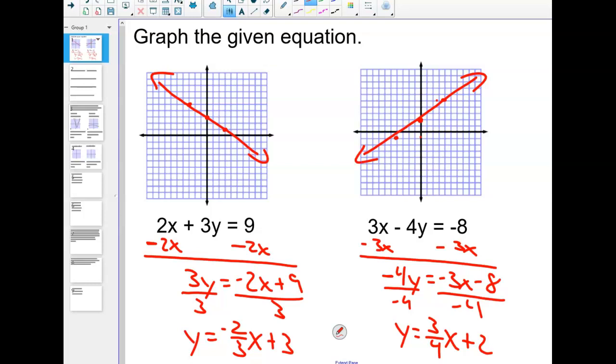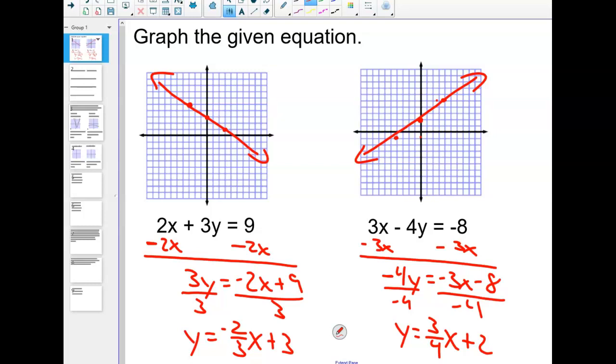Now, if you want to check it, check one of the points on your graph. 1, 2, 3, 4, 1, 2, 3, 4, 5. 4, 5 should make this work. 3 times 4 is 12. 4 times 5 is 20. 12 minus 20 is negative 8.